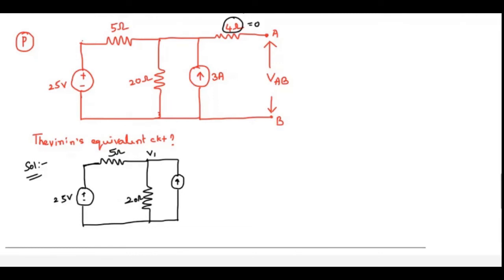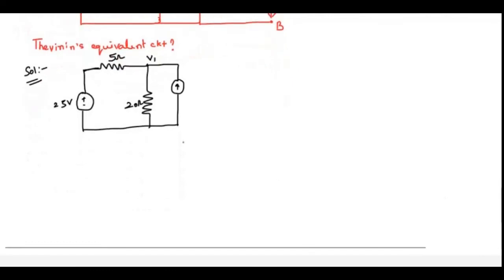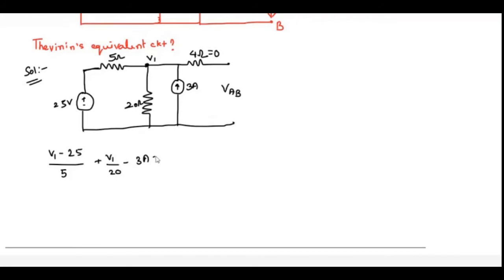Now, to calculate VTH, we need to find V1. This is VAB, and we take the 4 ohms as 0. To calculate V1, if we apply KCL at node 1, we get (V1 minus 25) by 5 plus V1 by 20 minus 3 amperes, the current entering the node, equals 0.